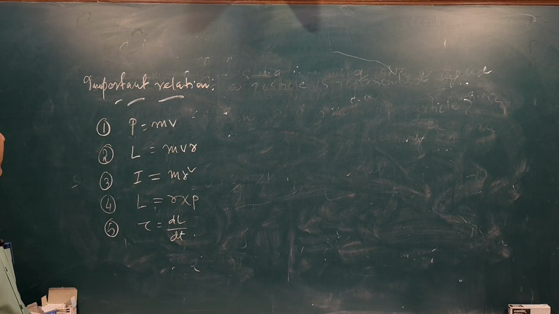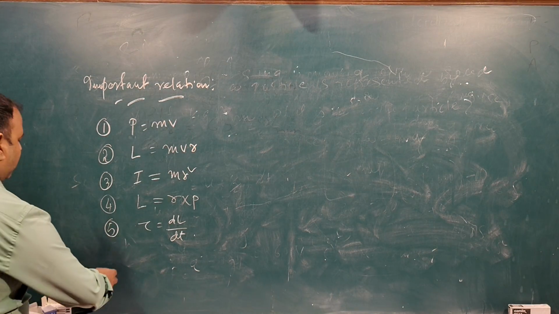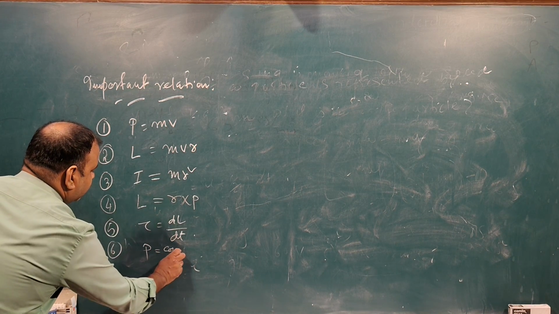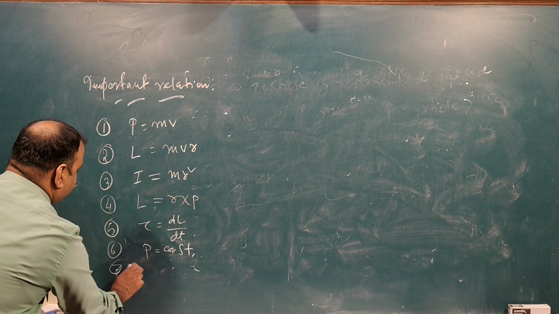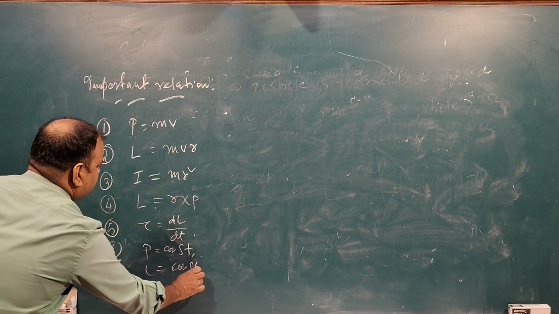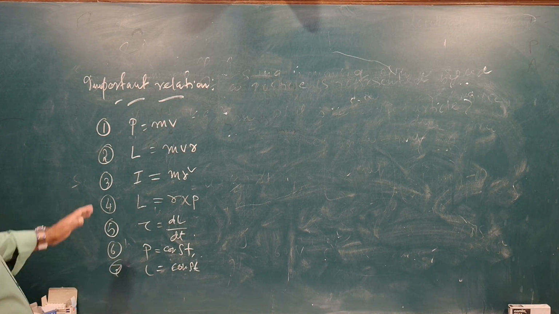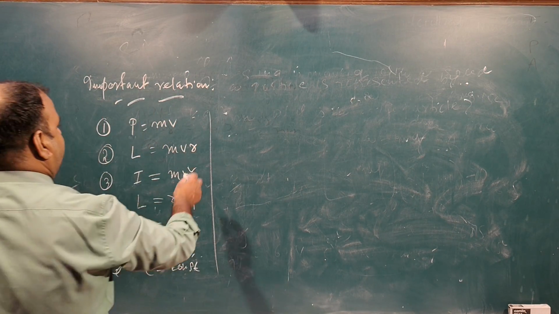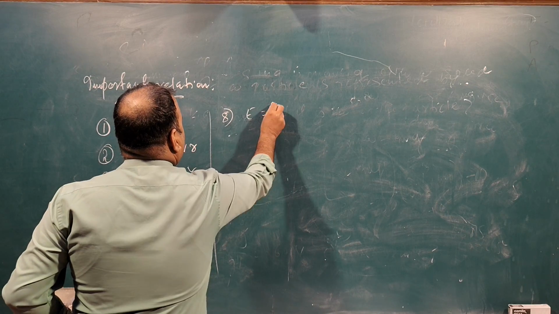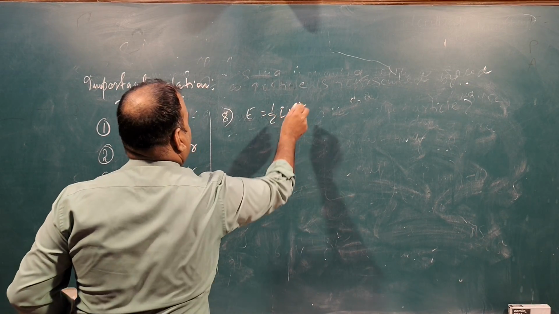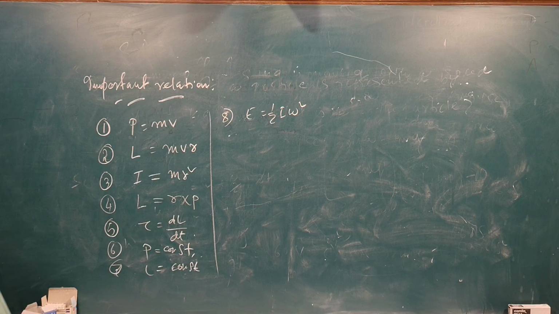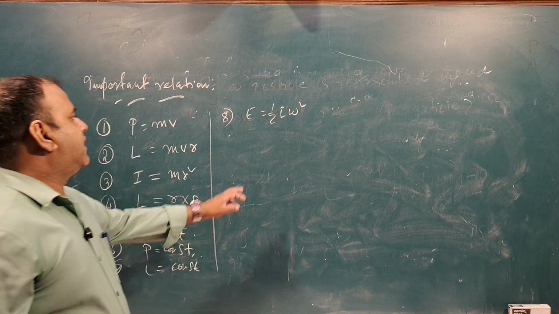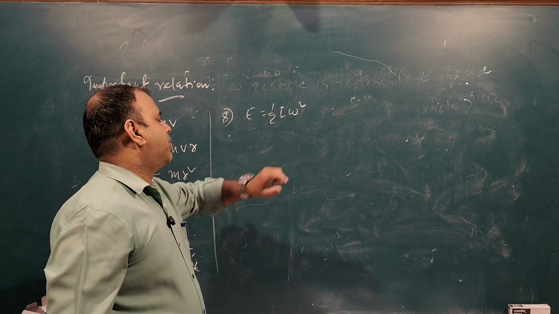Again you can see conservation of angular momentum, already you know. For conservation of linear momentum, p is constant, and for angular momentum, L is equal to constant. So these are the formulas you have to remember. Again there is one formula, number 8: E is equal to half I omega square. Here E means rotational kinetic energy, I is moment of inertia, and omega is angular velocity.